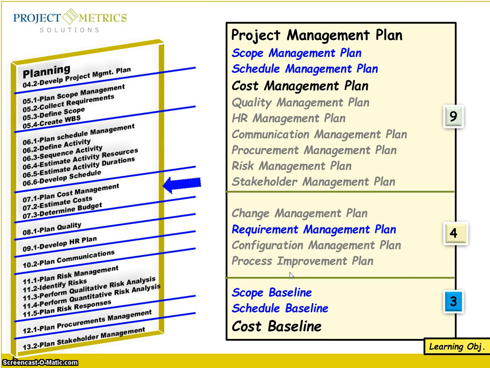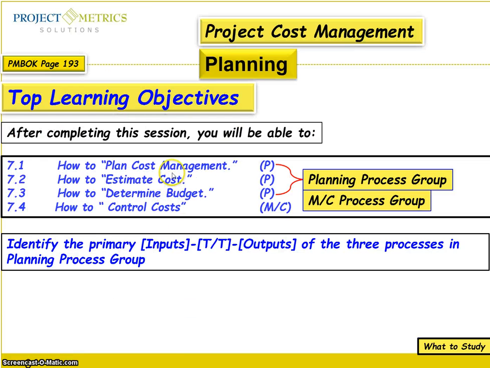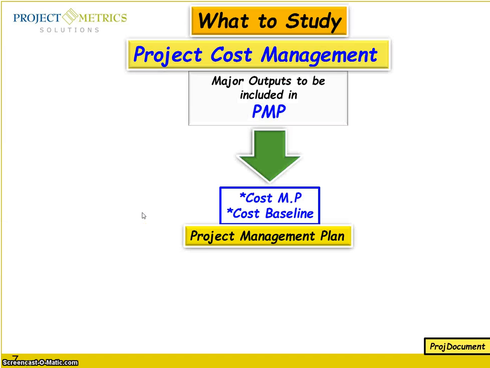Now, for the project management plan, we got this. We are going to focus on how to develop the cost management plan and the cost baseline. There are three processes here: plan cost management, estimate costs, and determine budget. The learning objective, if we are going to focus only on the planning process groups, is to see how to plan cost management, how to estimate cost, how to determine budget. But in the monitoring and controlling process group, which we are not going to focus on in this session, is how to control the cost.